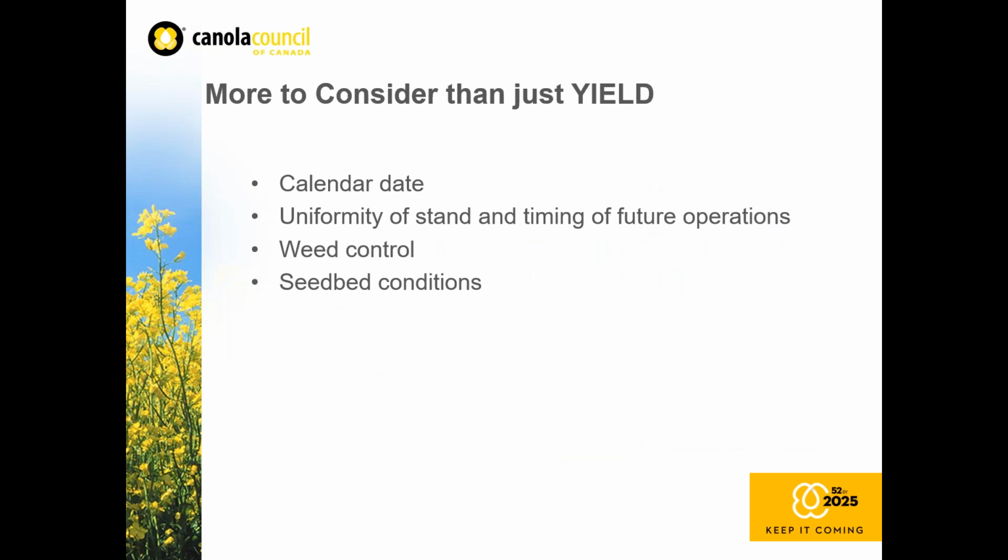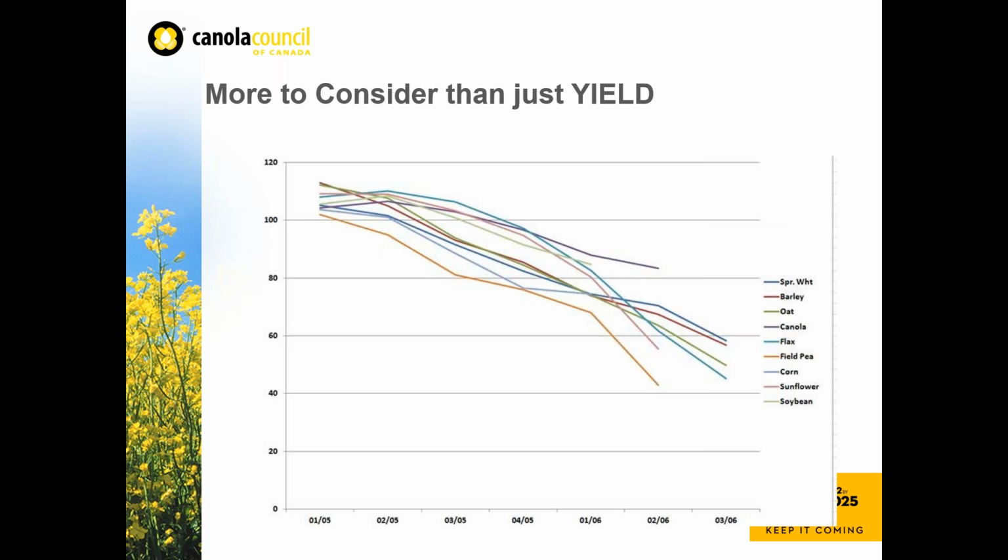So we need to consider the calendar date, and at this point, it's really on our side. It is still relatively early. We need to consider, if we're leaving a stand, the implications of the uniformity of that stand and how that's going to impact the timing of future operations, things like weed control, and what the current seedbed conditions look like.